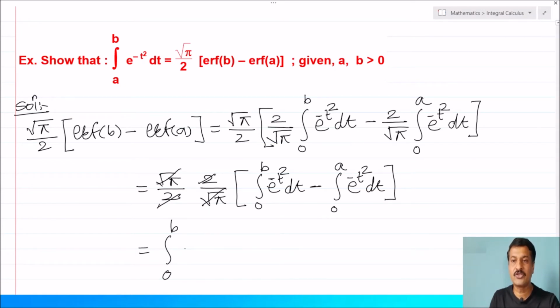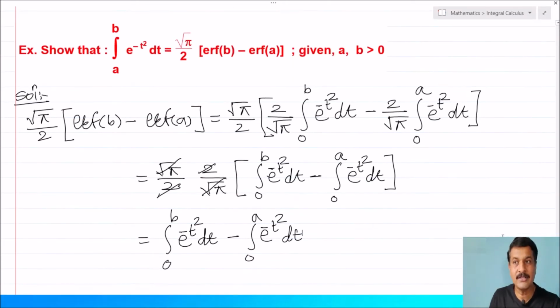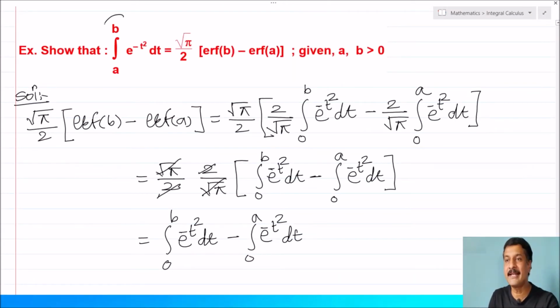integration 0 to b e raised to minus t square dt minus integration 0 to a e raised to minus t square dt. Note that what we want is a single integral a to b, and we have integration 0 to b and 0 to a. So how to collect together? By using the properties of definite integral. So which properties do we have to use here? Two different properties we have to use.